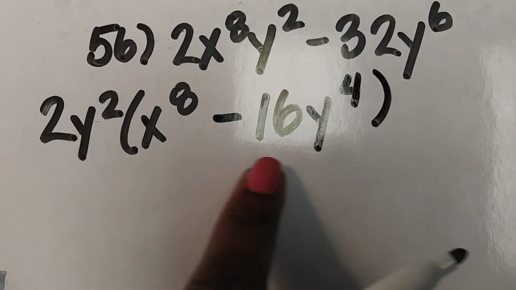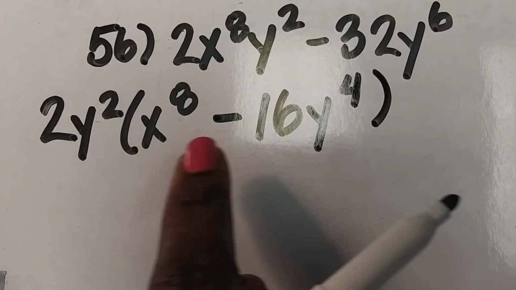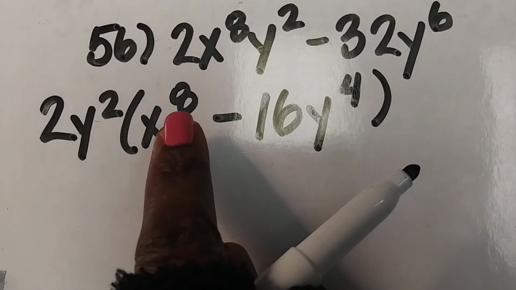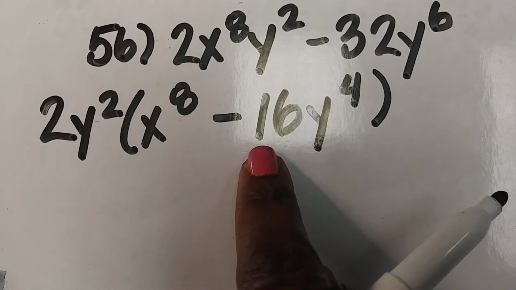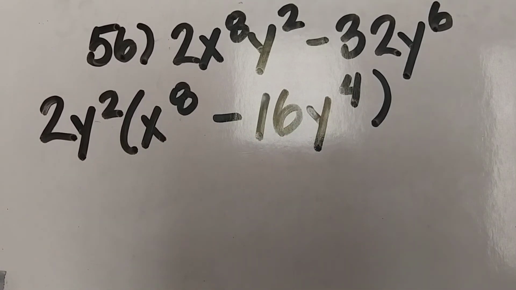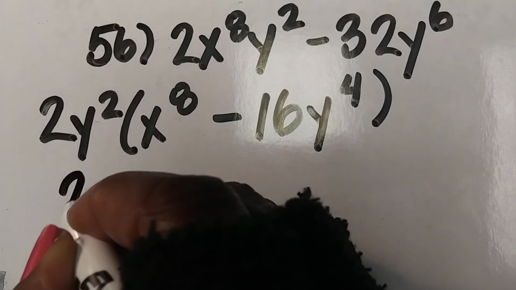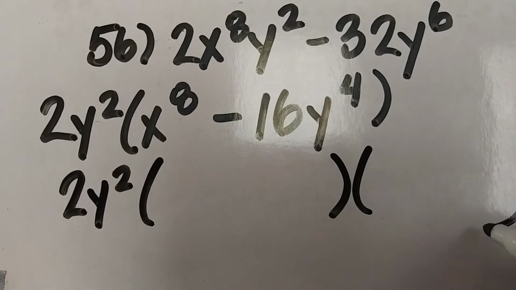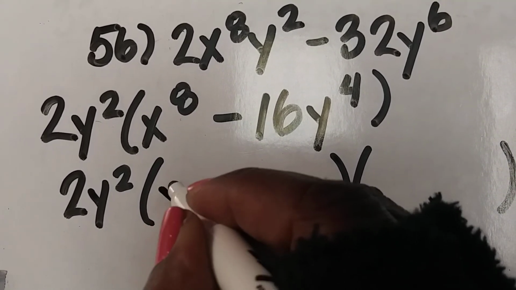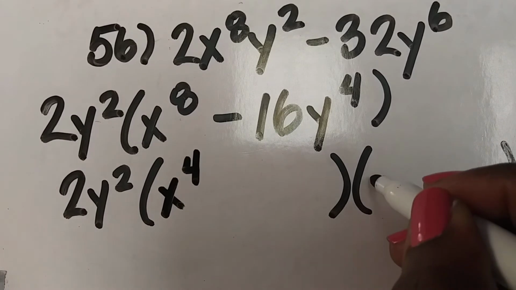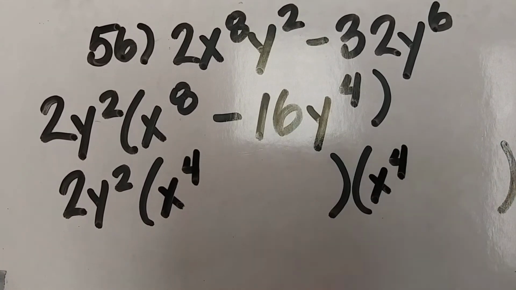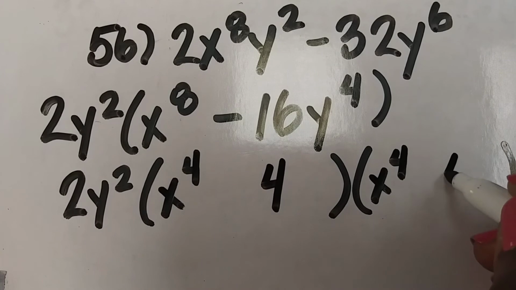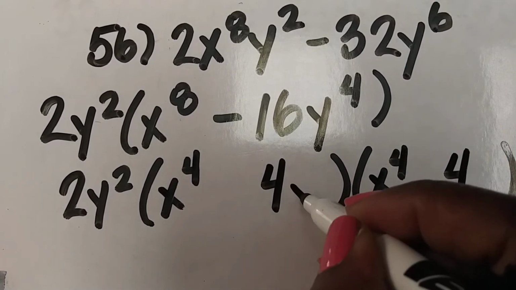Now you want to look at what's inside the parentheses. Is this a perfect square? It is. I can take the square root of x to the 8th, 16, y to the 4th, and it's got a minus sign. It's good. I'm going to write down 2y squared. Go ahead and do your parentheses, and space it out pretty good so you have plenty of room. Break this in half. I got x to the 4th. Square root of 16 is 4. Break y to the 4th in half. So I have y squared.